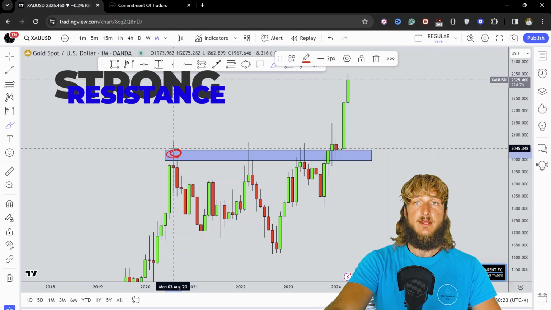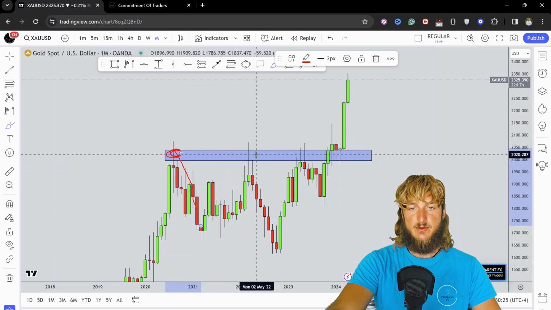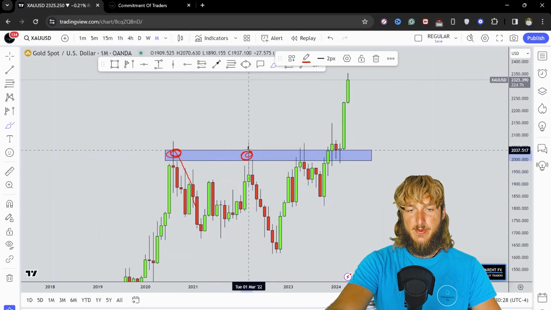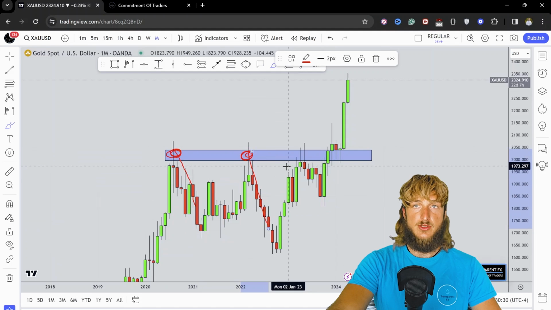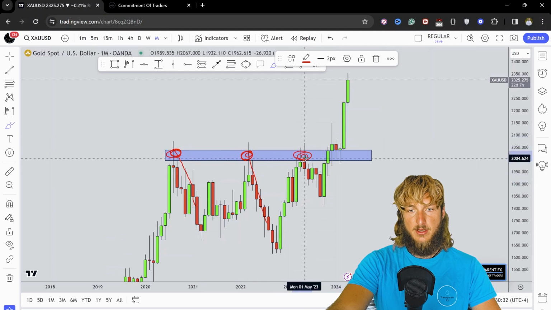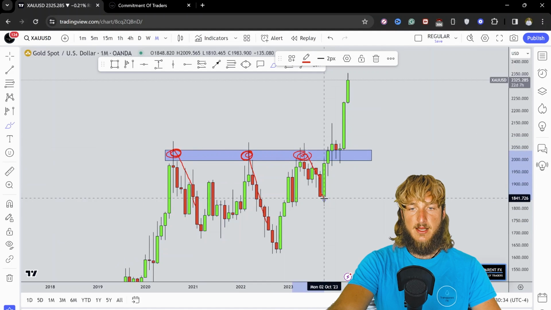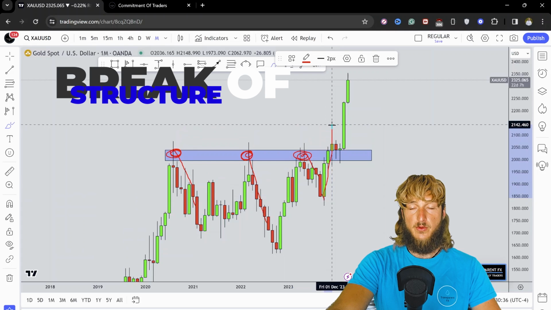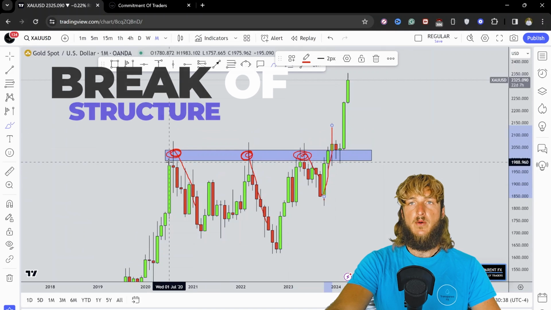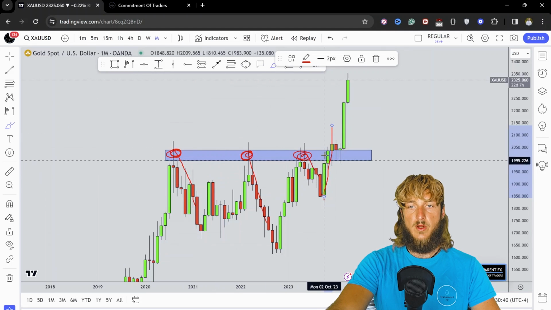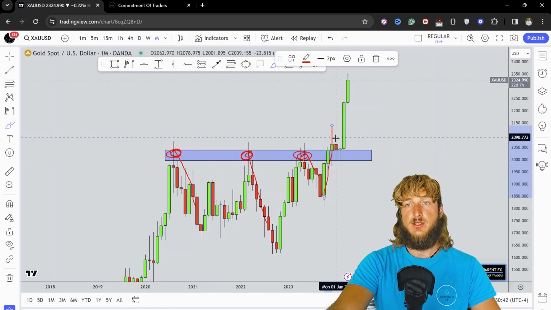Starting from here, the market created all this rejection to the downside. Then again here, the market respected this level as historical resistance. Again here, respected it as resistance, and then we had the break above the zone with this impulse. And as we know in the market, previous resistance, once it is broken to the upside, it becomes support.